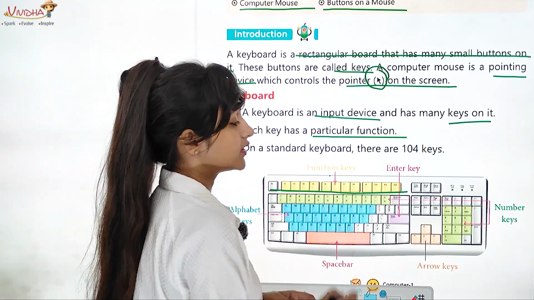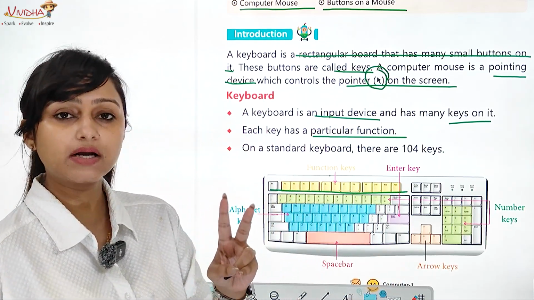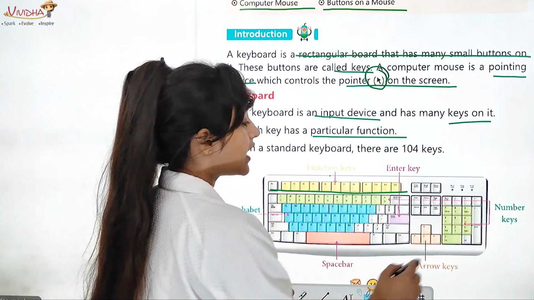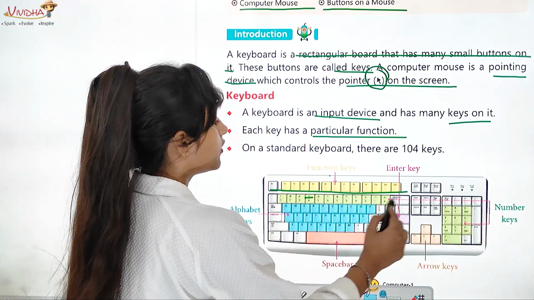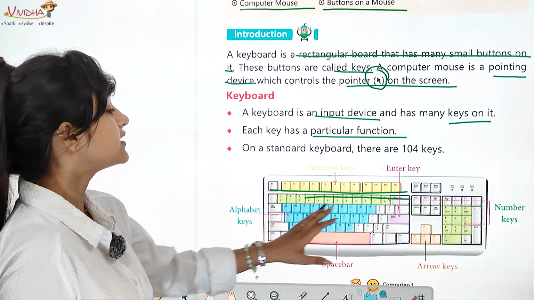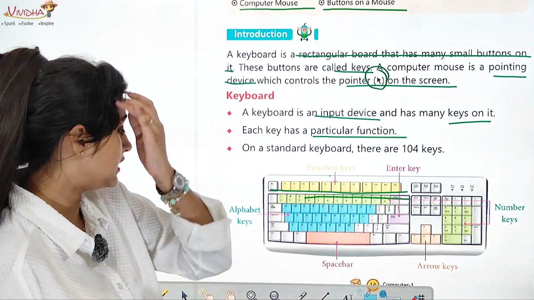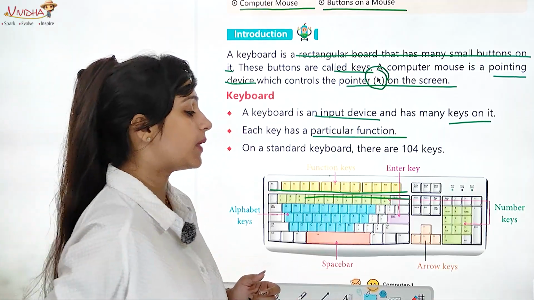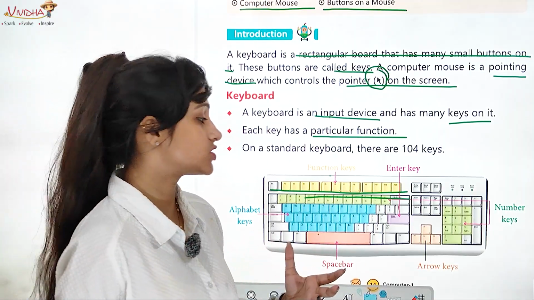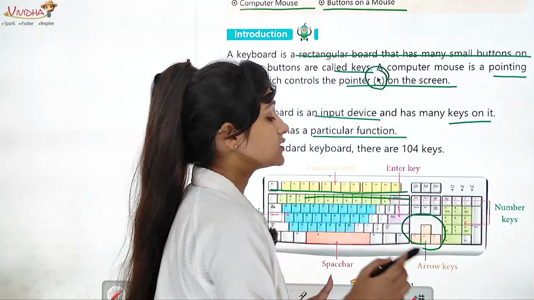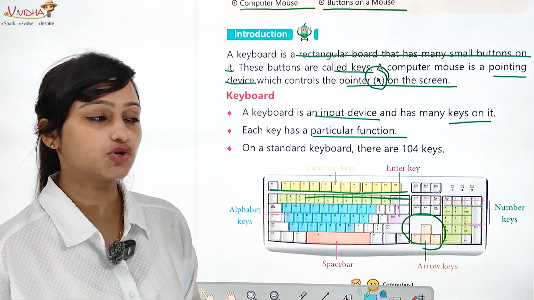And this is your enter key. There are two enter keys on your keyboard. These are your number keys, on the right side or below the function keys. These are your alphabet keys, the QWERTY keys. And this is your space bar key through which you give the space. These are your arrow keys through which you move the direction.